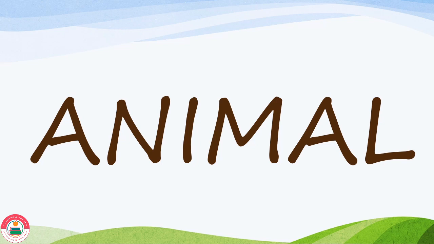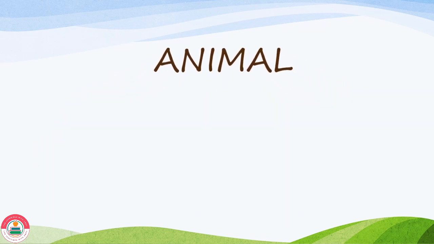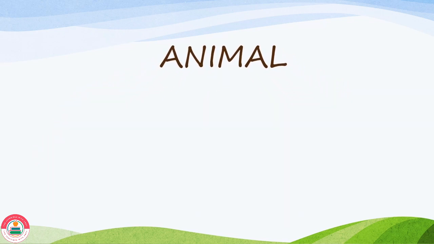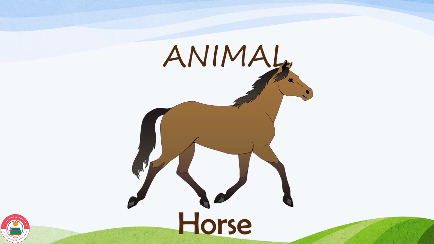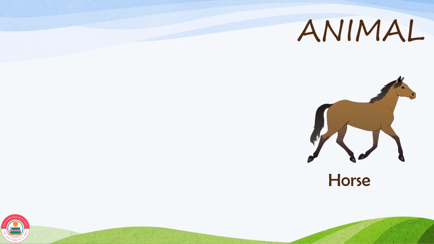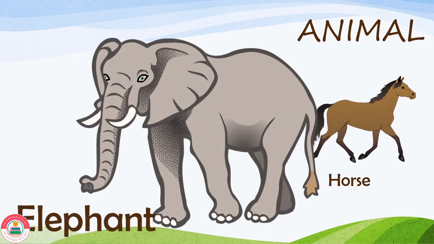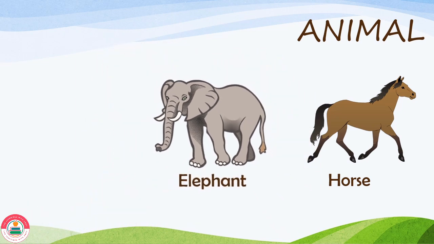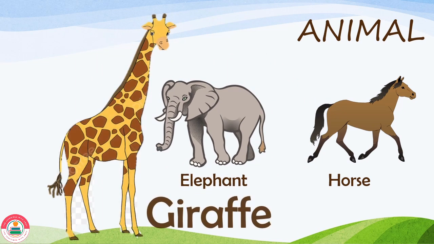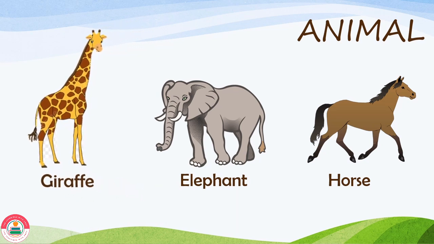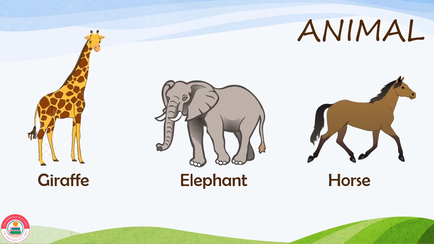Let's see the names of animals. Horse, elephant, and giraffe are all names of different animals.